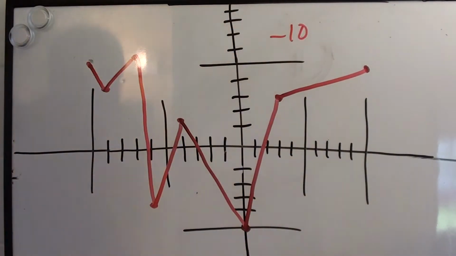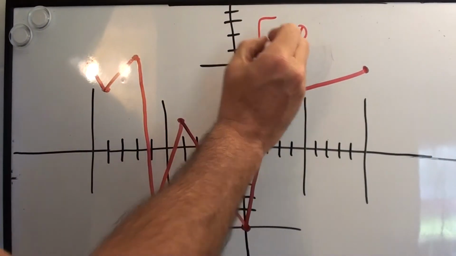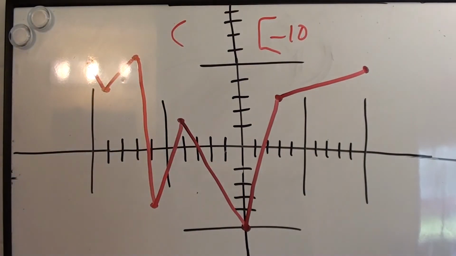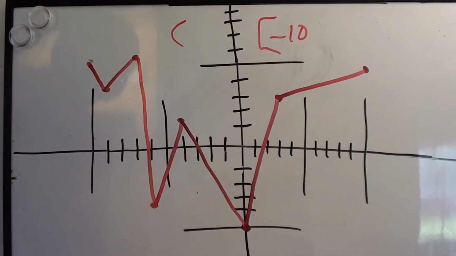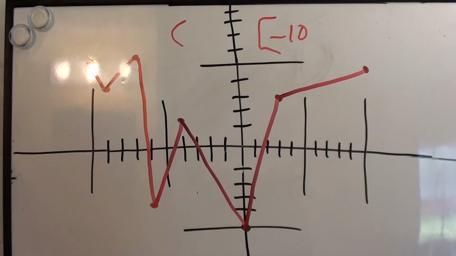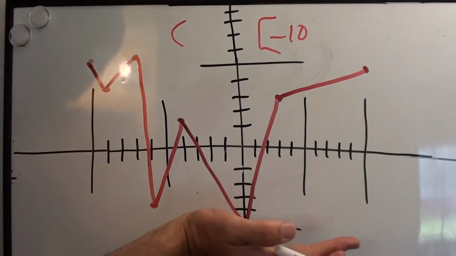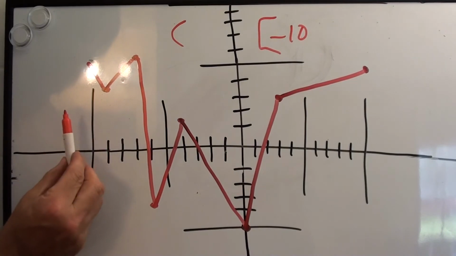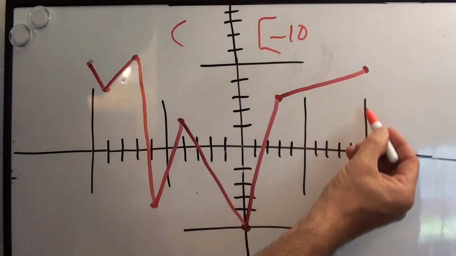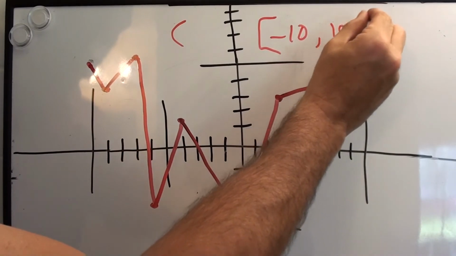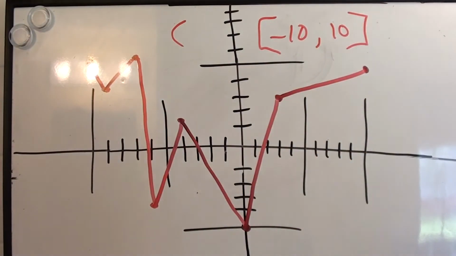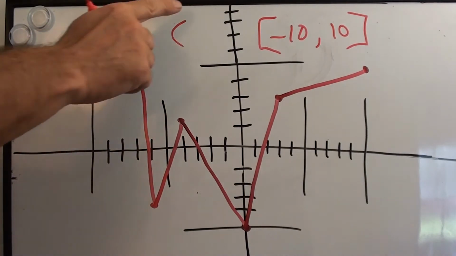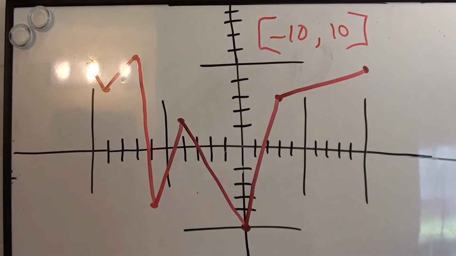Now, does it include -10? Yes, it does. So we need a square bracket, right? Instead of one of those doohickeys, meaning all points, but not including -10. And then we go all the way over to a +10. That includes 10, okay? Now that's interval notation right there, okay? We need to look at how to do this same graph here in set notation.